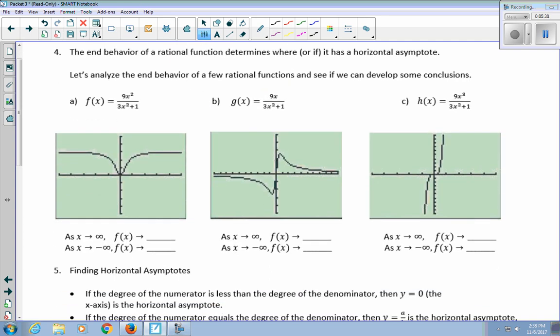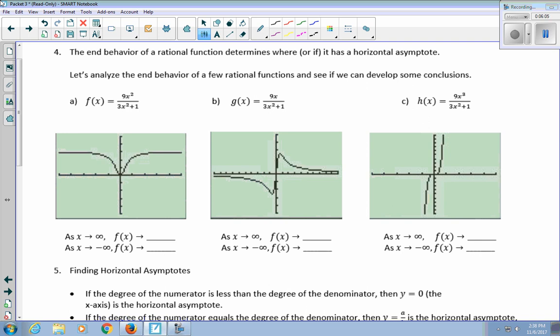Okay, thinking about end behavior for a rational function, horizontal asymptotes. So thinking about end behavior for a few rational functions, here I've got f of x equals 9x squared over 3x squared plus 1. And I want to think about what happens to the y values when the x values get really, really big. So I'm going to plug in 10, 100, 1,000, a million.